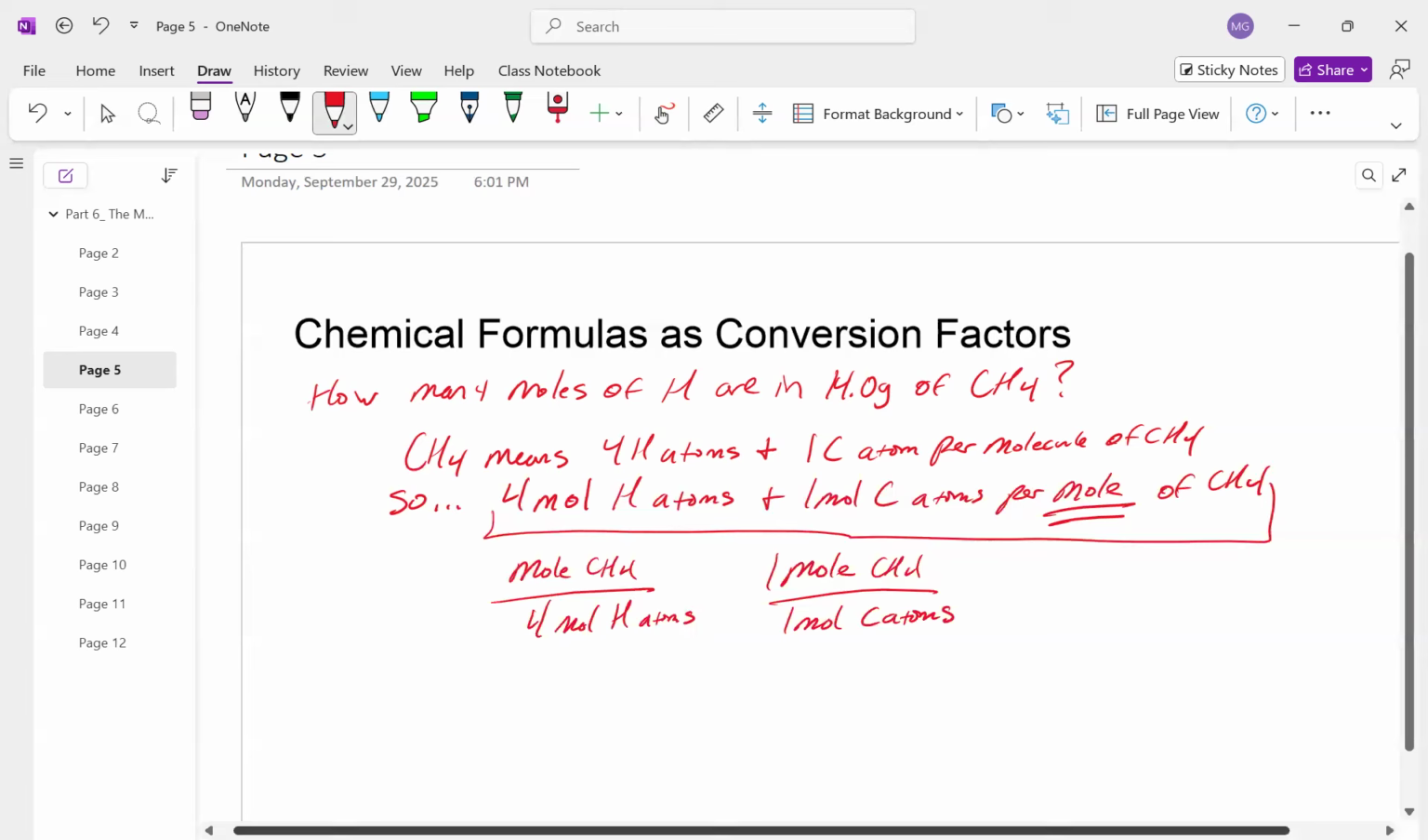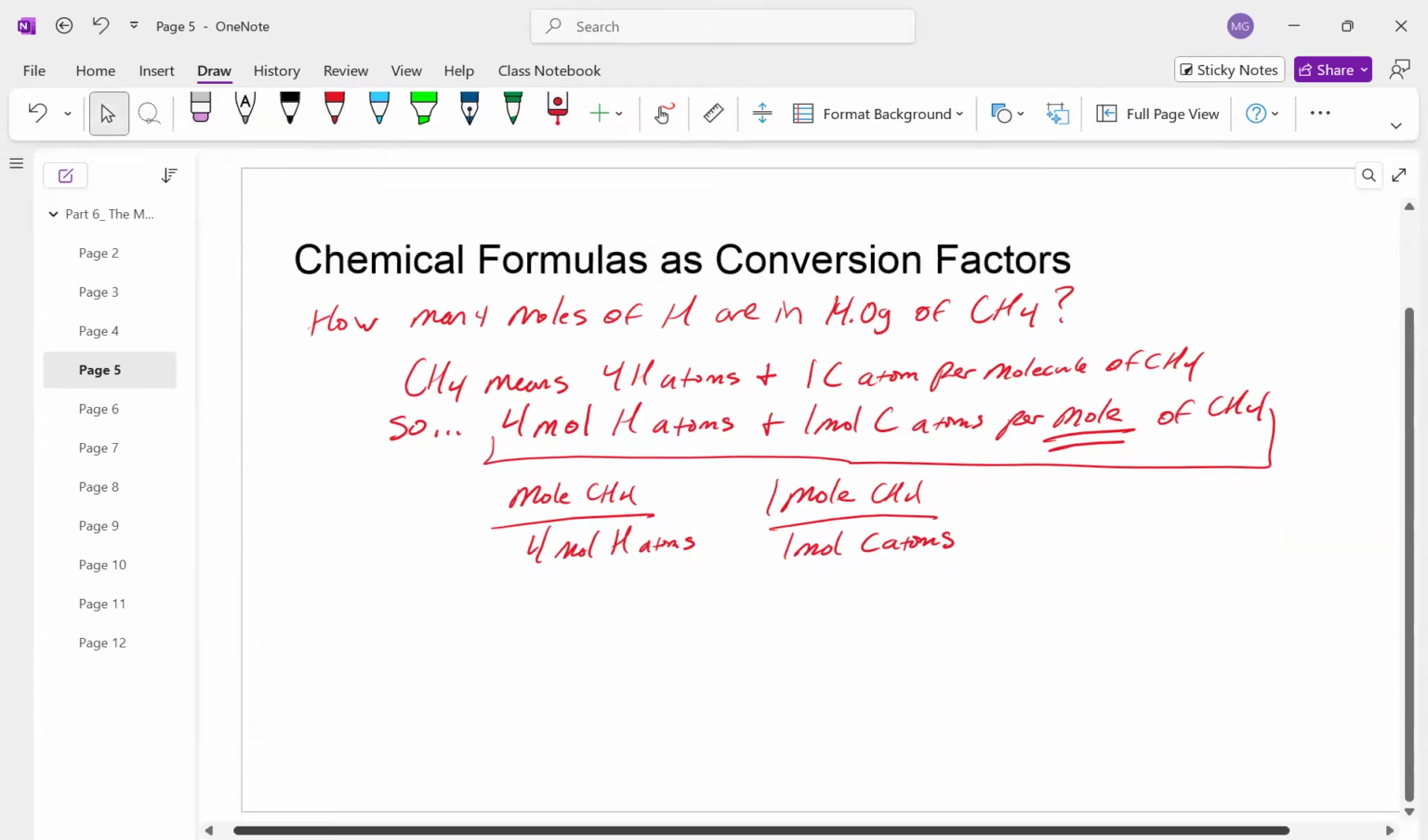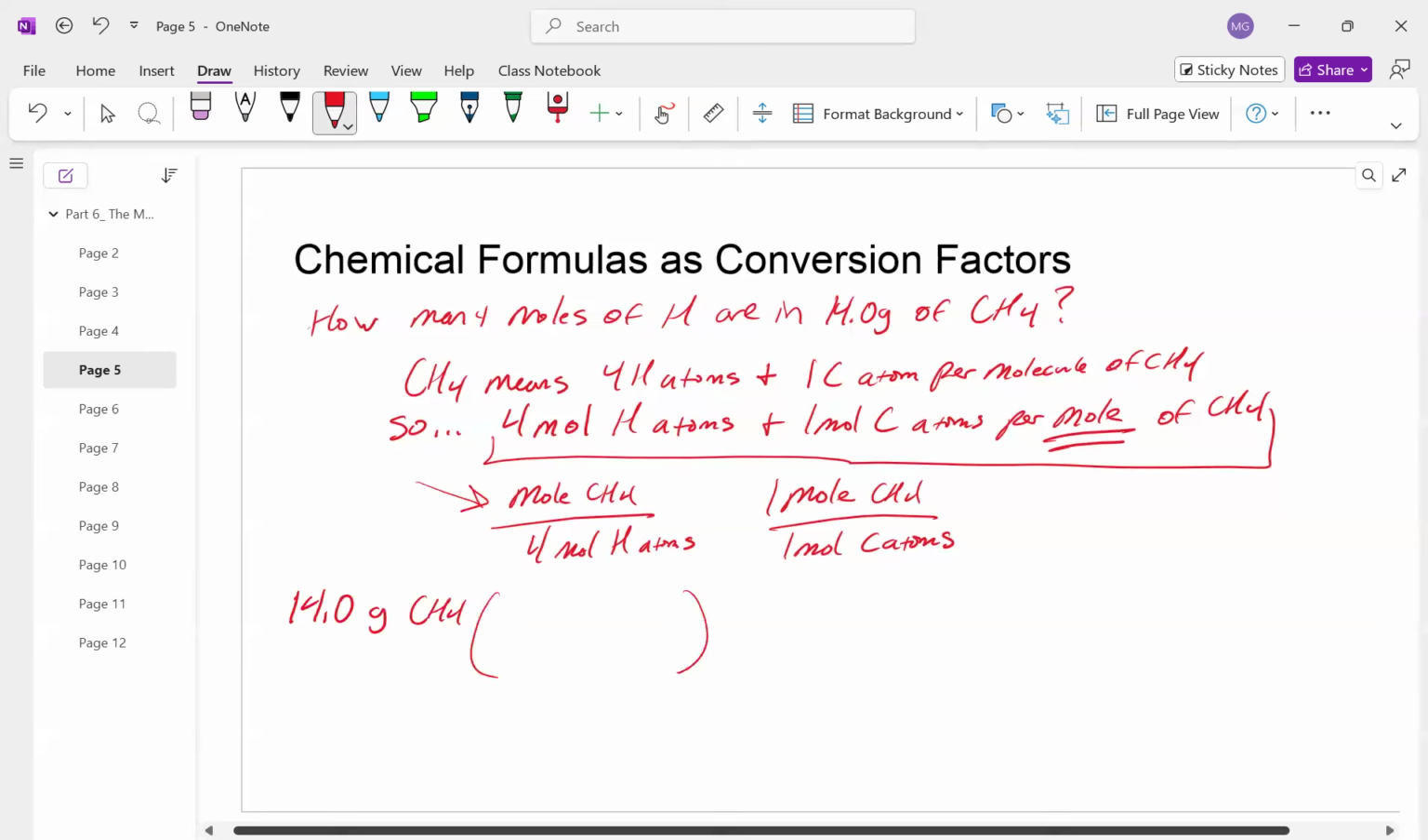So with that in mind, I can use the molecular formula or the chemical formula to help me establish a conversion factor. Okay, so let's start with what we're given. We're given 14 grams of CH4. Now, according to these conversion factors up here, I need to get to moles of CH4. So I can do that if I knew the molar mass. I want grams of CH4 to cancel out, and I want to go to moles of CH4.